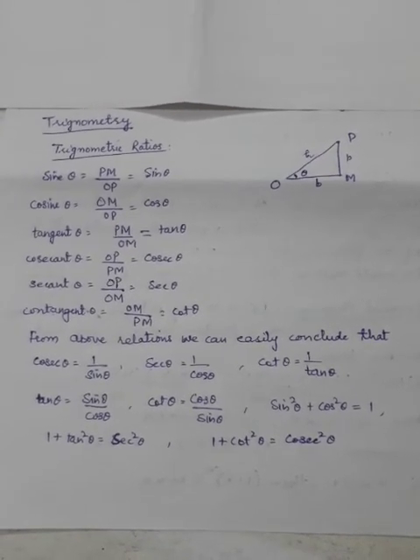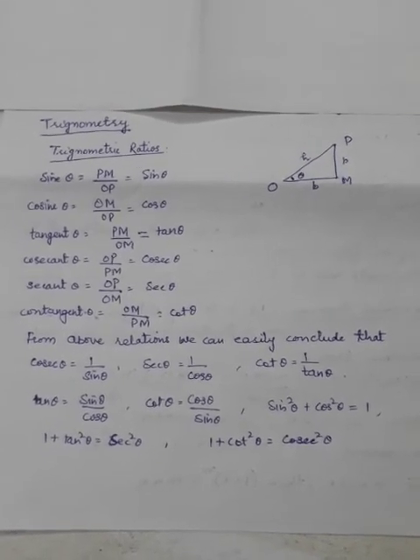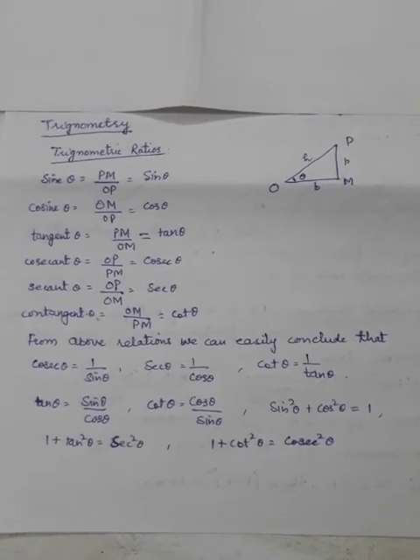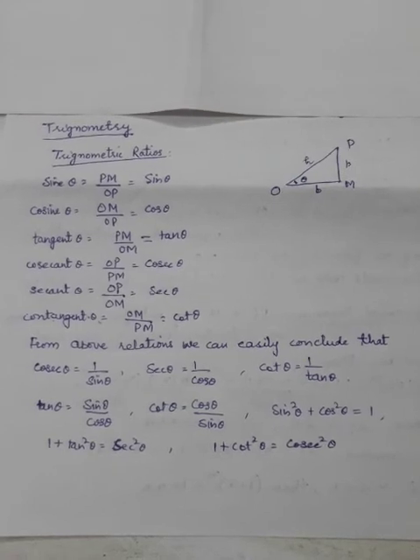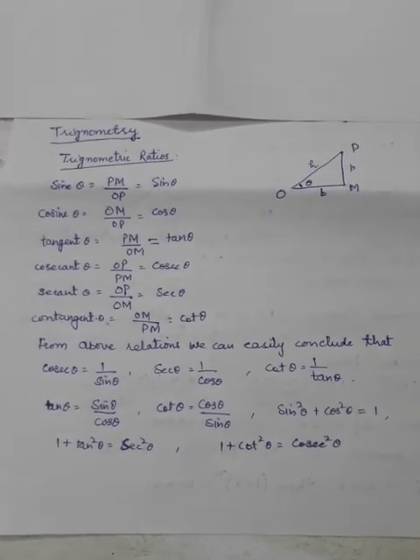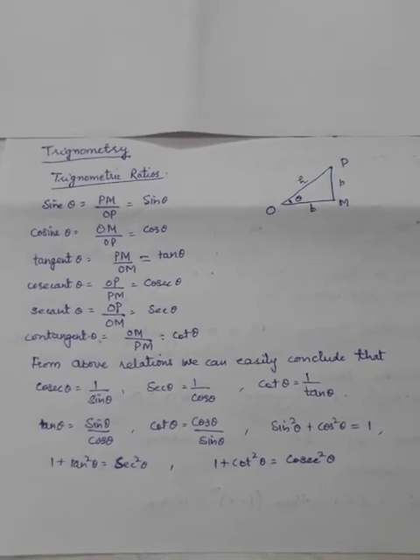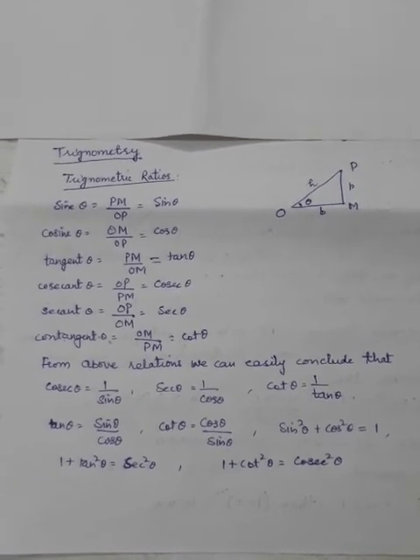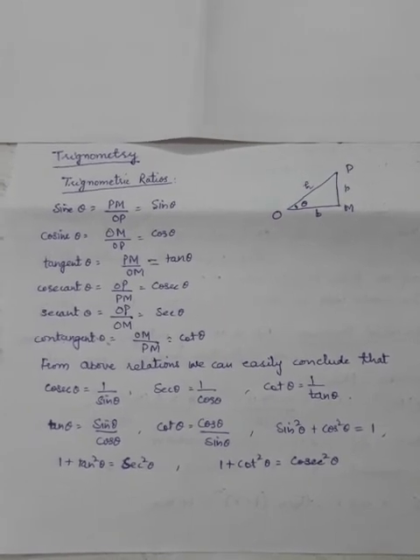So from these trigonometric ratios you can easily conclude that cosecant theta is reciprocal of sin theta, secant theta is reciprocal of cosine theta, cotangent theta is reciprocal of tan theta, and sin square theta plus cos square theta is equal to 1. This was used extensively in class 10th. Then 1 plus tan square theta is equal to secant square theta, and 1 plus cot square theta is equal to cosecant square theta. So this, as I told you, is the very basic of trigonometry.